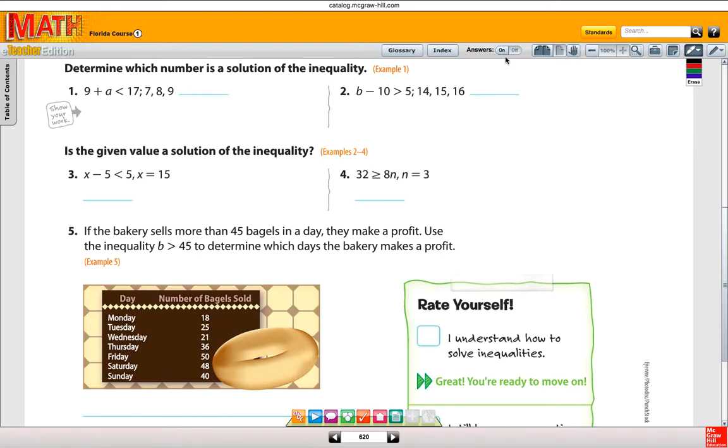Now that we're back together, the answers for 1, 2, 3, 4, and 5 are here. 1 is 7, 2 is 16, 3 is no, 4 is yes, and 5 is on Friday and Saturday. If there's any questions, go ahead and take a moment to discuss whatever issues may have arisen during the working out of these problems.